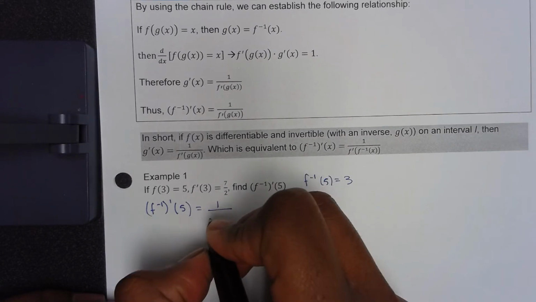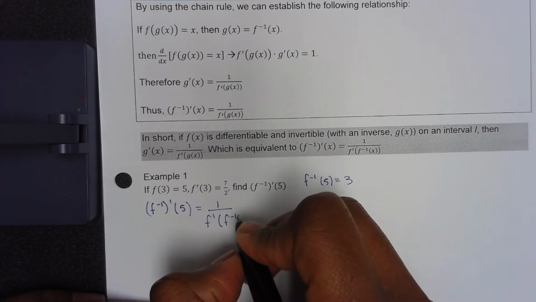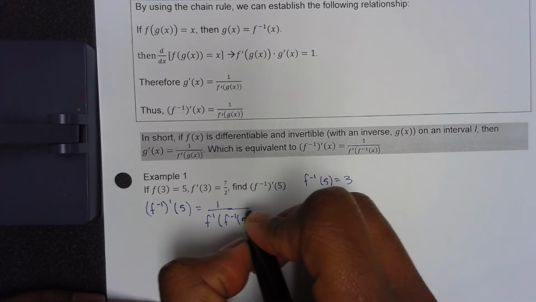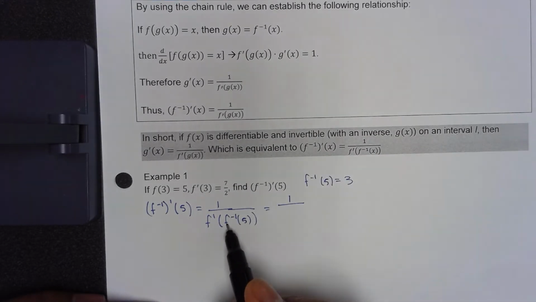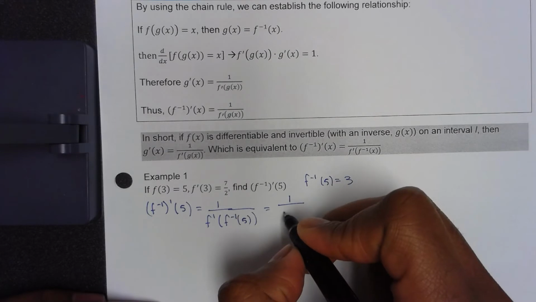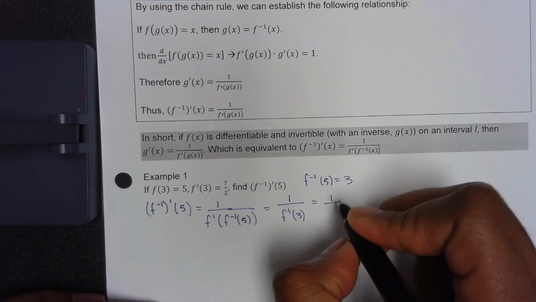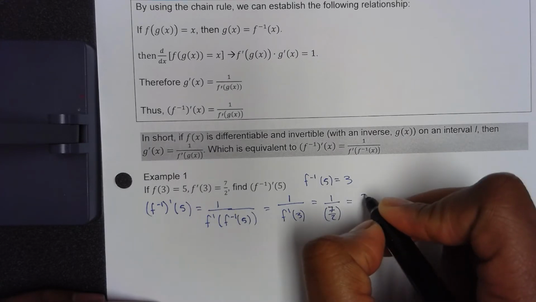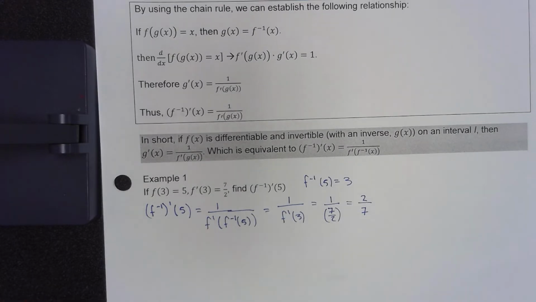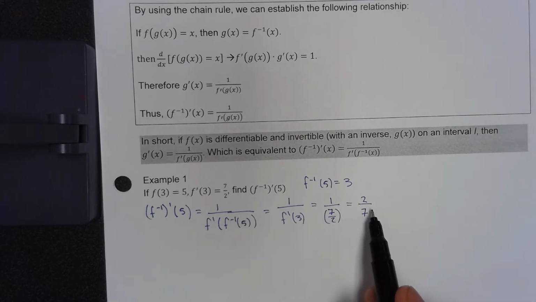Over here we would have 1 over f prime of f inverse of 5. So that is 1 over, we just established that f inverse of 5 is 3. So this is 1 over f prime of 3, which is 1 over 7 halves, which equals 2/7. So f inverse prime of 5, after a bit of work, we get to be 2/7.